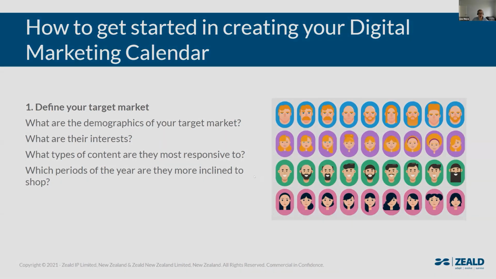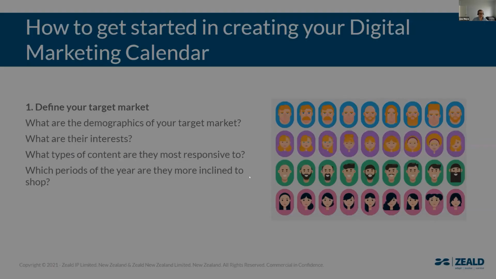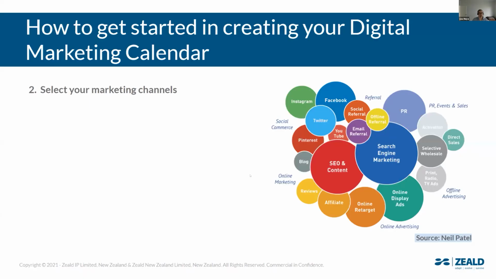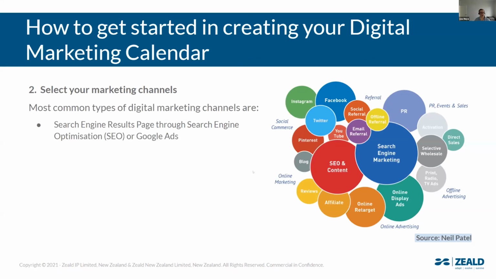So next up, I've already sort of touched on it, but yep, you've defined your target market, and now you can start selecting those marketing channels. So the most common types of digital marketing channels are search engine results page through search engine optimization or Google Ads. So this is utilizing Google. You know, most of the world's on Google, most of New Zealand's using Google. I think it's quite a crazy amount, over 90% or something. So, you know, that's always one channel.